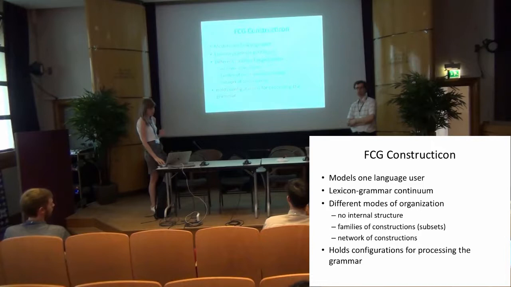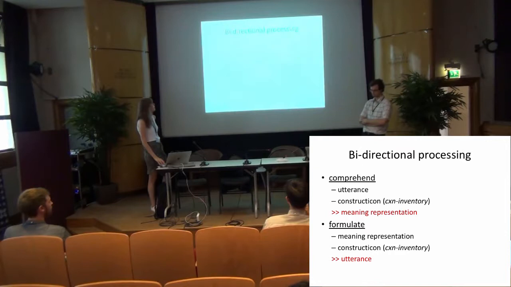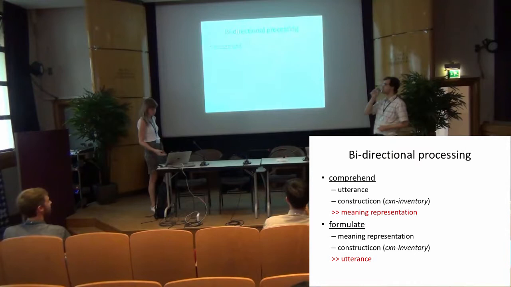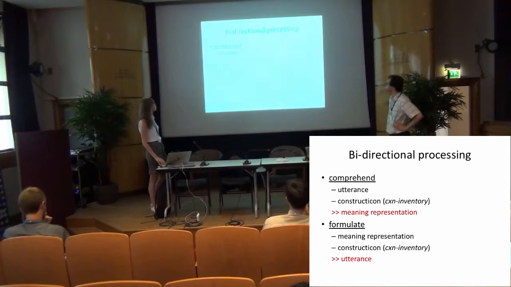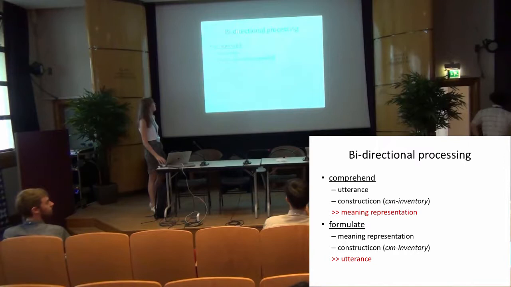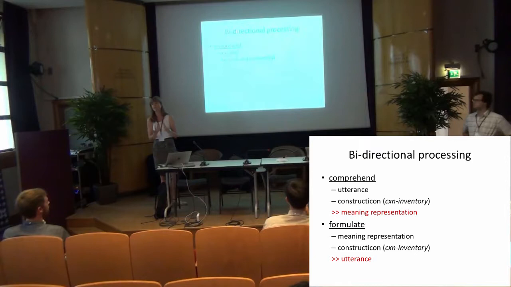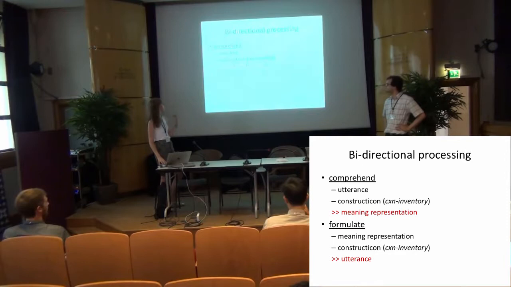So how does it do bidirectional processing? There are two main functions that you will also use today. There is the comprehend function, which takes as arguments the utterance, the sentence that you want to comprehend, and typically a constructicon. We actually use the term construction inventory, but it's the same as constructicon. And it will give you, as a value, a meaning representation back.